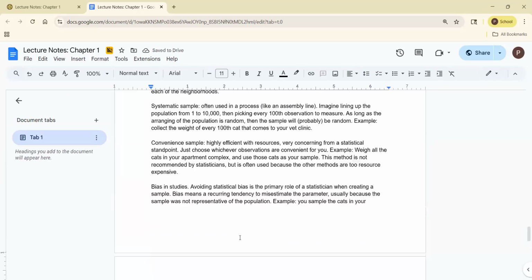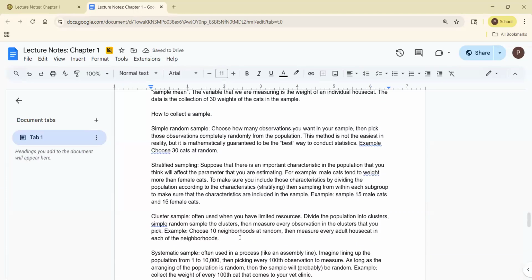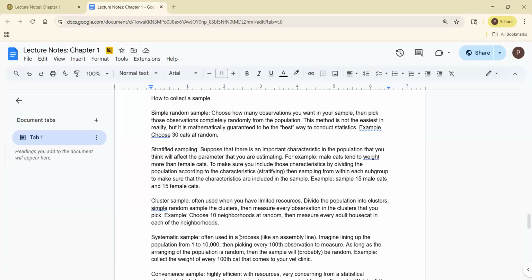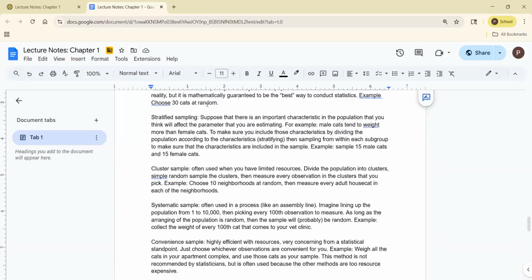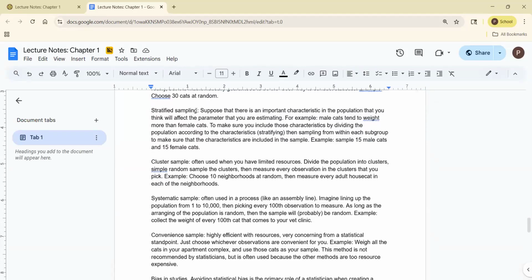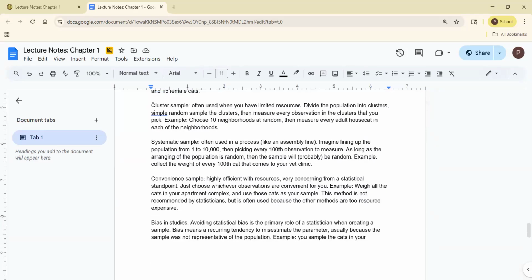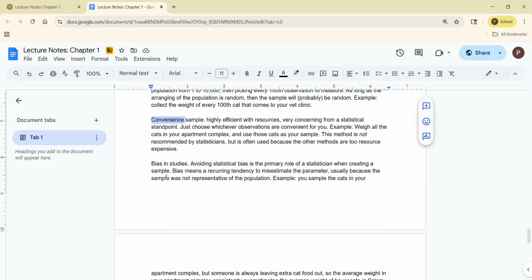Looking back at our sampling methods, least likely to have bias is a simple random sample. Next least likely is stratified sampling. Cluster and systematic samples have a higher risk of bias, and convenience samples have a high risk of bias.